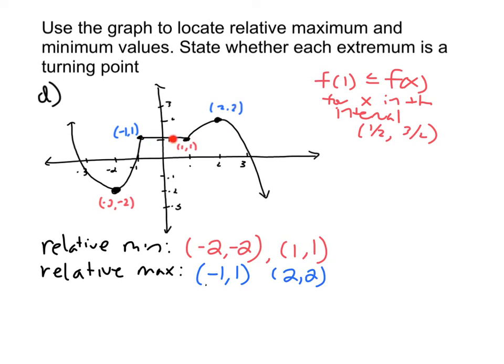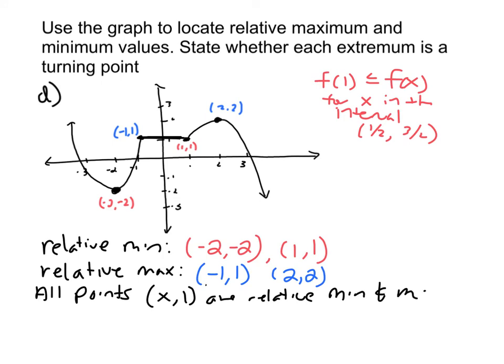Okay, what about all these points between here and here? Just like in the previous example where we discussed that all the points on a line like this are both relative max and relative min. So let's write that. All points x comma, now what's the y value? Y on this line is 1. So all points x comma 1 are relative min and max on the interval. Okay, what interval? You start at negative 1 and then go all the way to 1 where that line is.